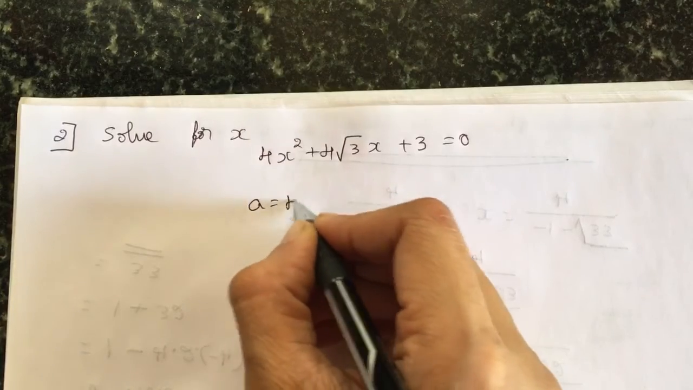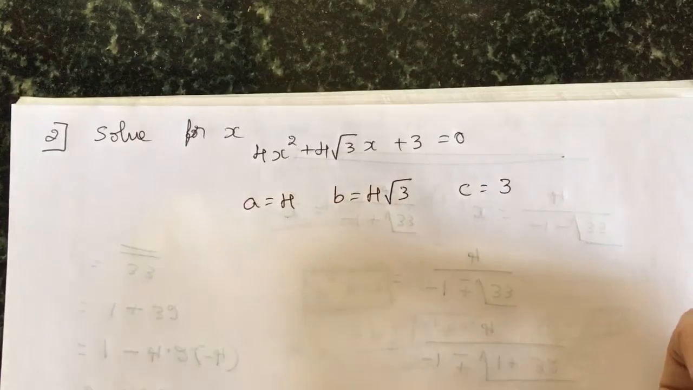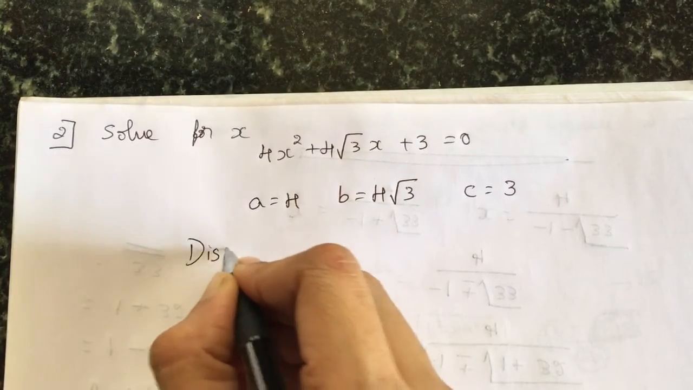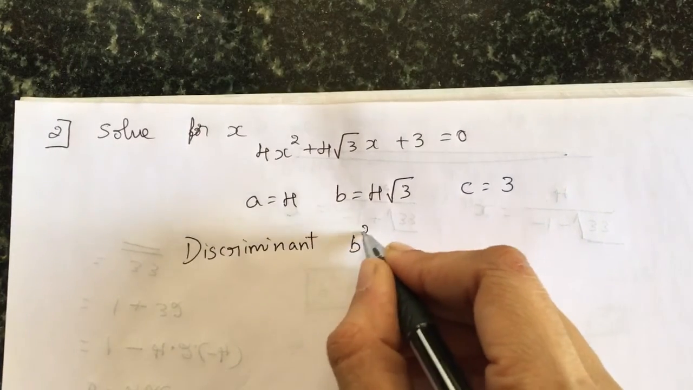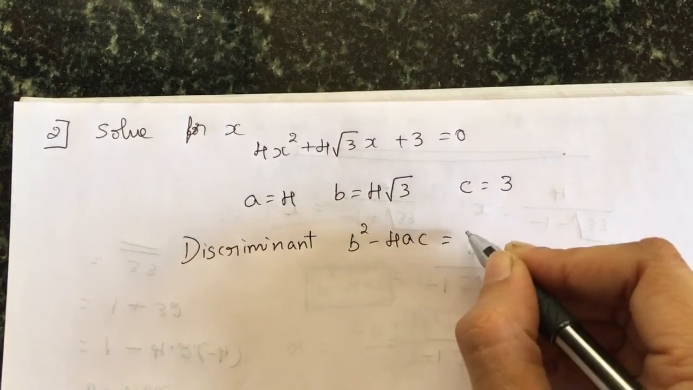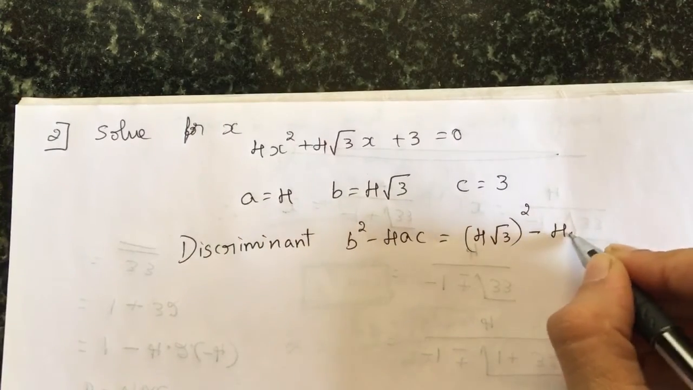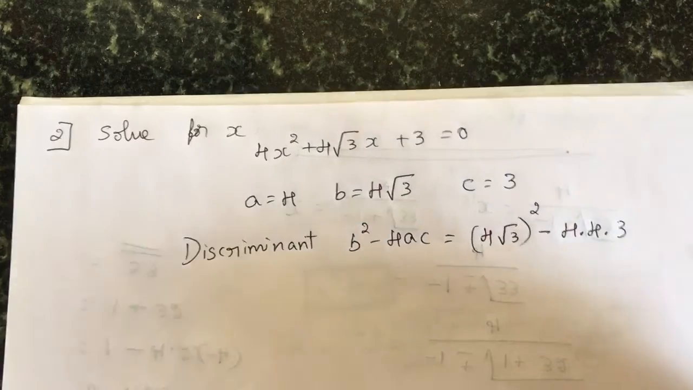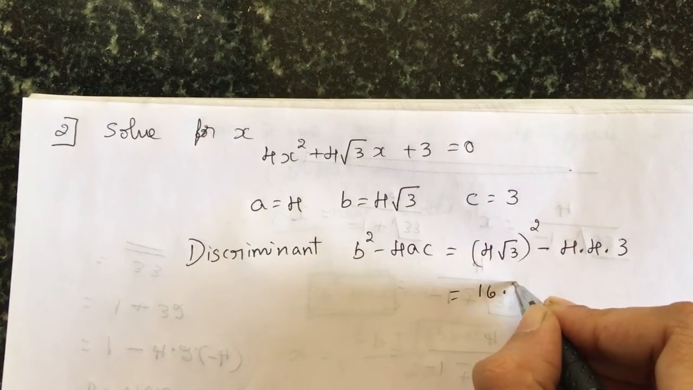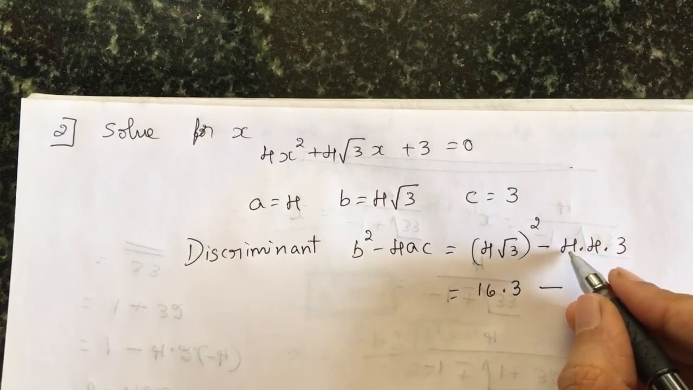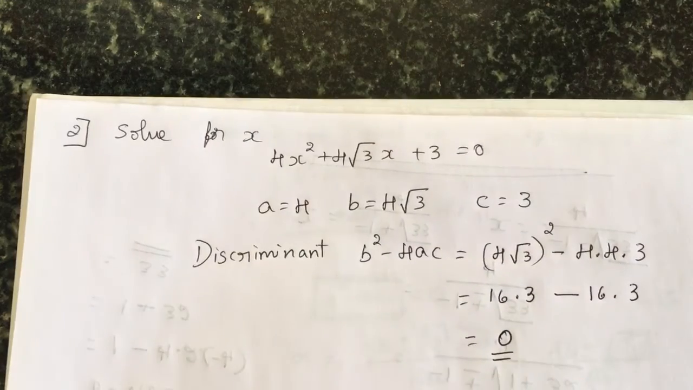Here a value is 4, b value is 4 root 3, c value is 3. Discriminant is b square minus 4ac. So b square is 4 root 3 whole square minus 4ac. 4 4 is 16 into root 3 square is 3, minus again 16 into 3. So you are getting a 0 value over here.